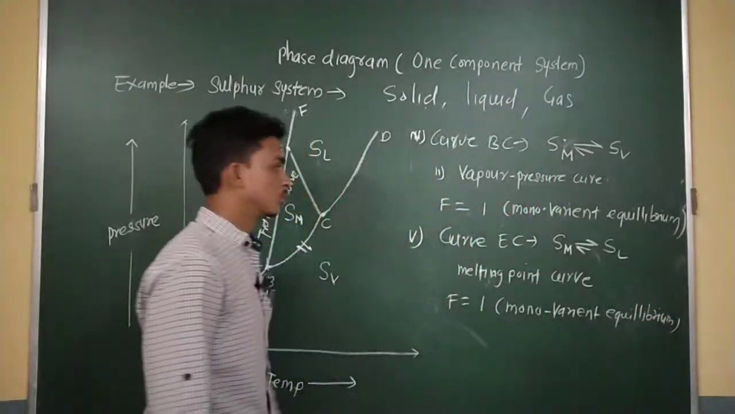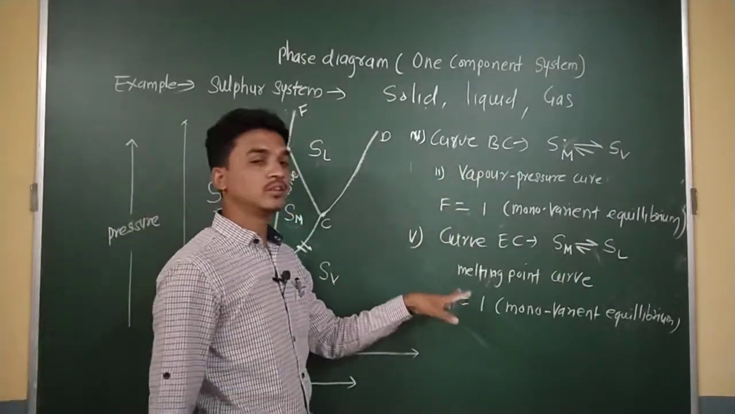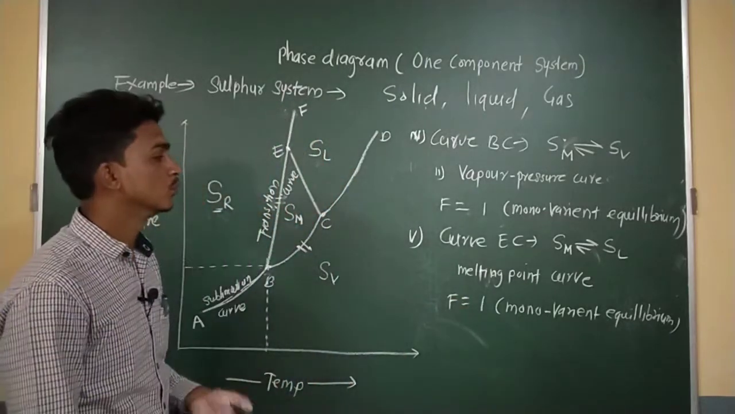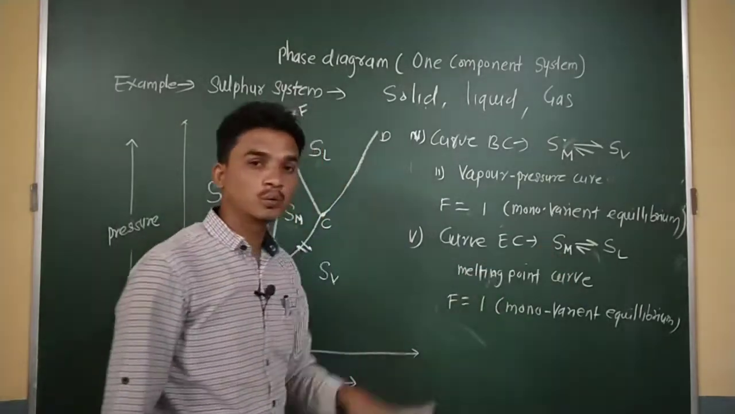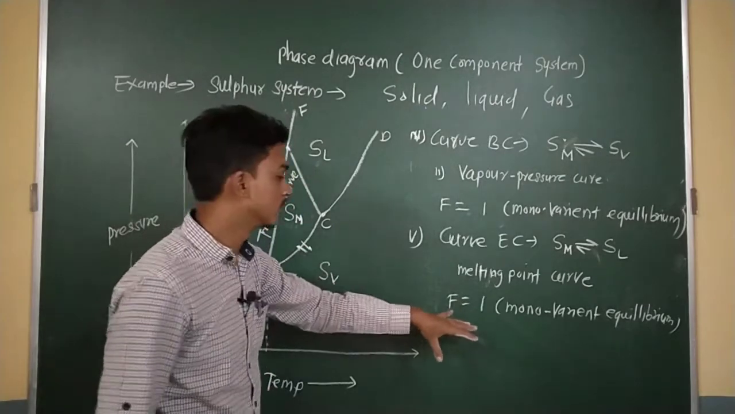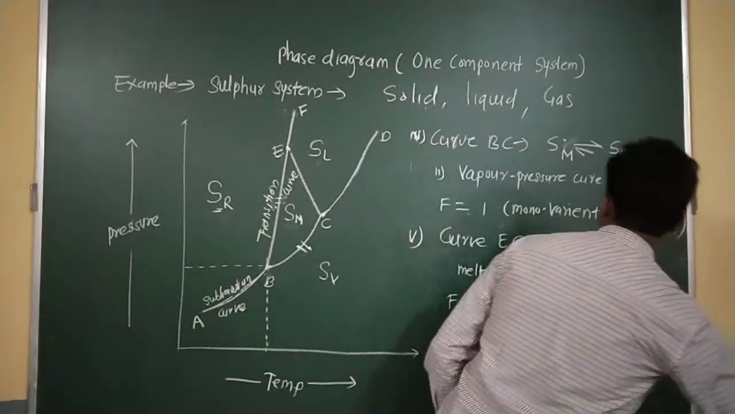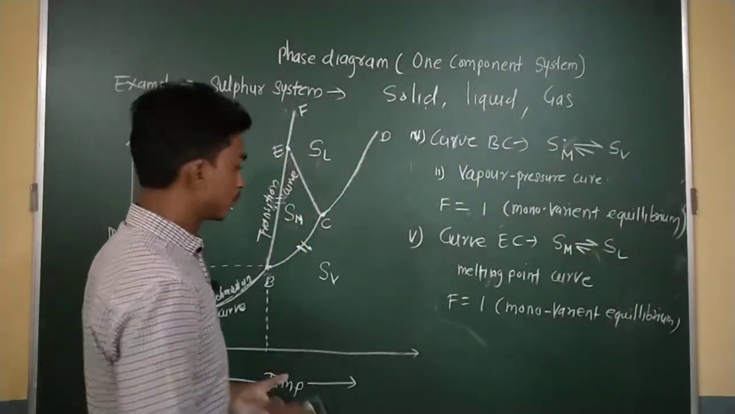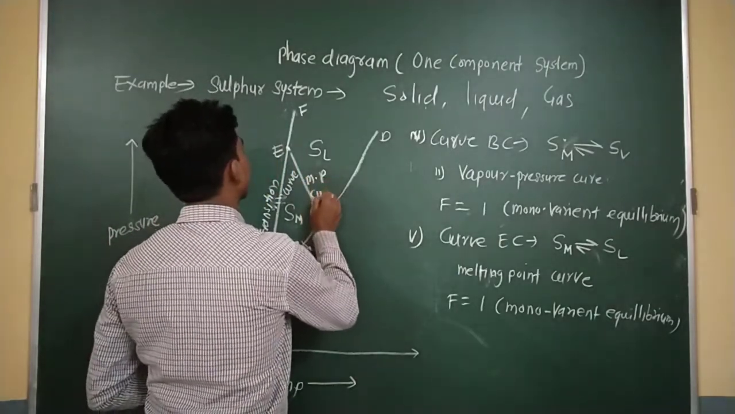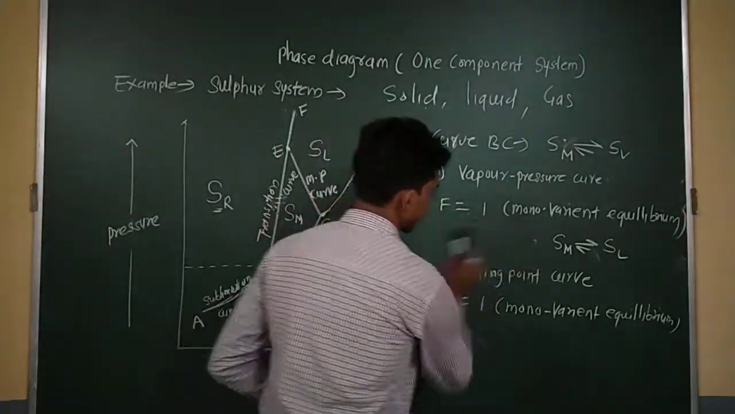Because F is equal to 1 comes from the phase rule. By using the phase rule you have to calculate F. F is equal to C minus P plus 2. Here P is equal to 2, C is equal to 1. That means when you calculate the number of degrees of freedom, you will get F is equal to 1. So this is the melting point curve. I have to write MP curve.